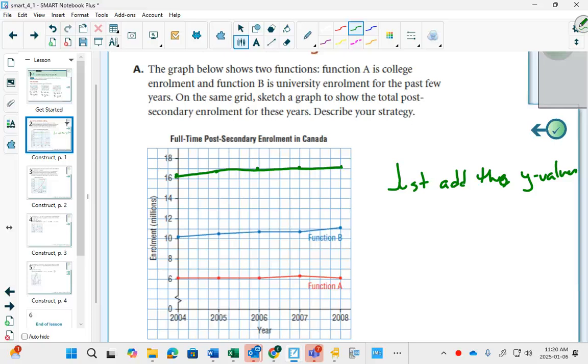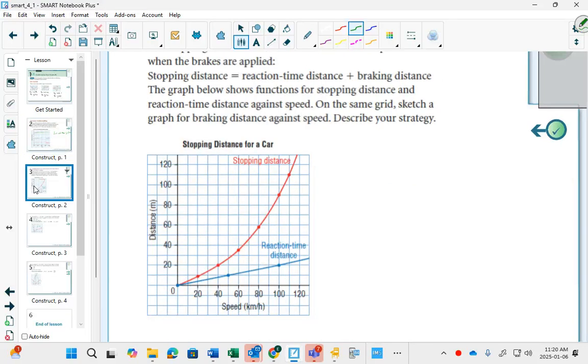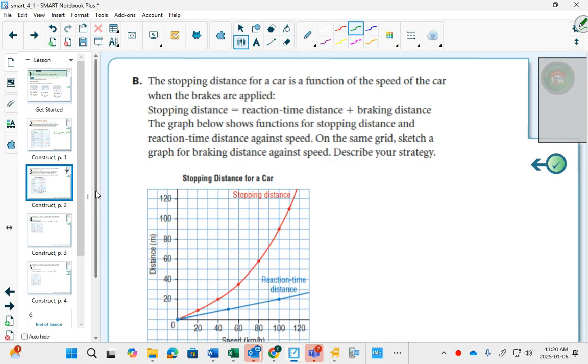So let's look at example 2. Here they've got a couple of graphs. They have a stopping distance graph, a reaction distance graph. This is you driving a car, okay? If you're driving a car and something comes out in front of your car, you should want to stop so you don't run into it, okay?